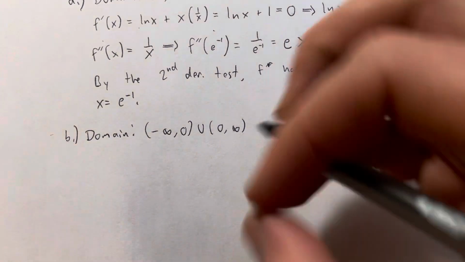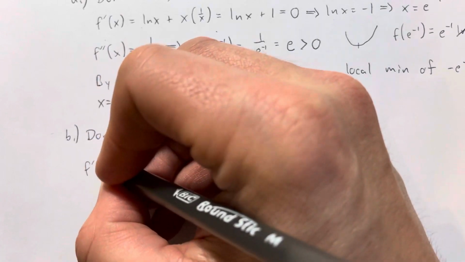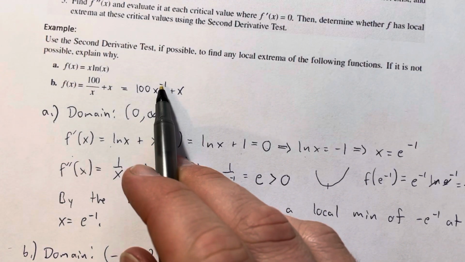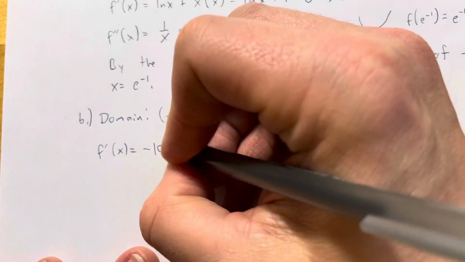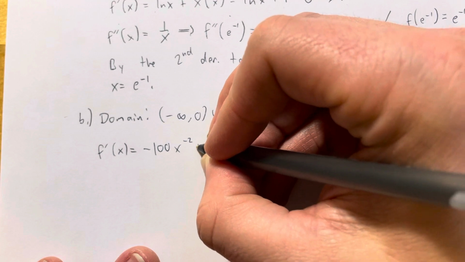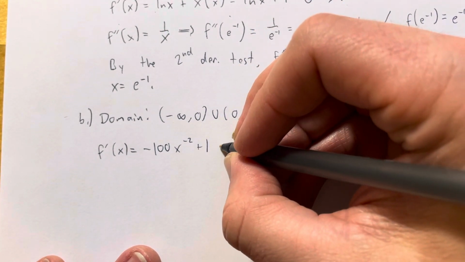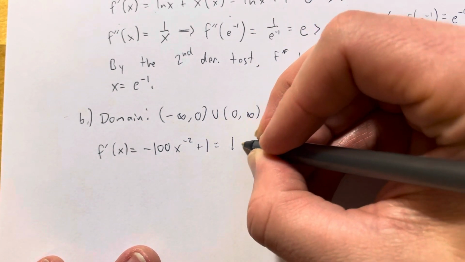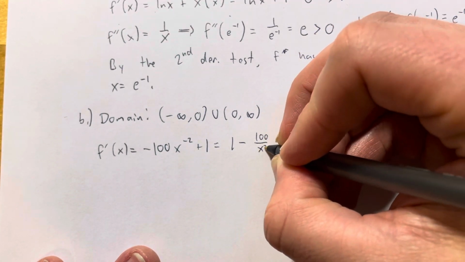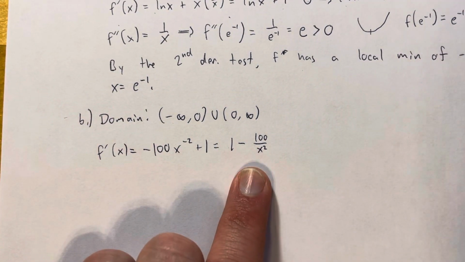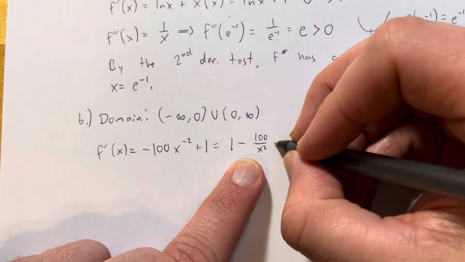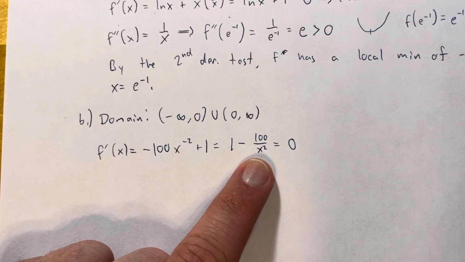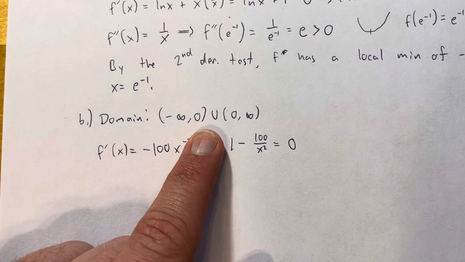Okay? From there, find your first derivative. f prime of x would equal, power rule, negative 100x to the negative 2 power plus 1. Which is the same thing as 1 minus 100 over x squared. So I need to find where this thing is either undefined or is equal to 0. Notice this is only undefined at x equals 0, but x equals 0 cannot be a critical value because that's not also in the domain of the original function.